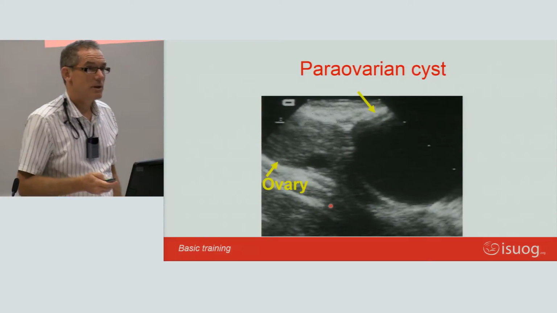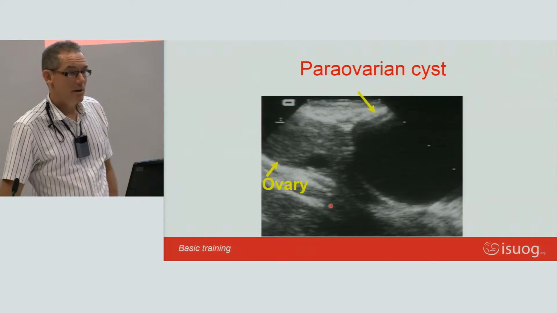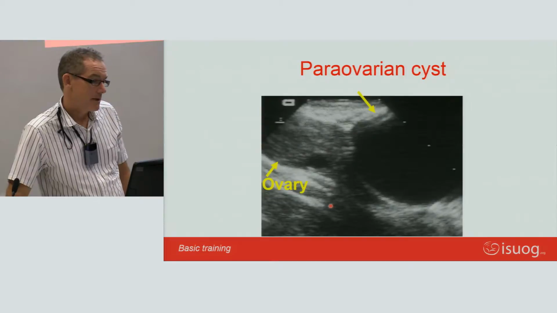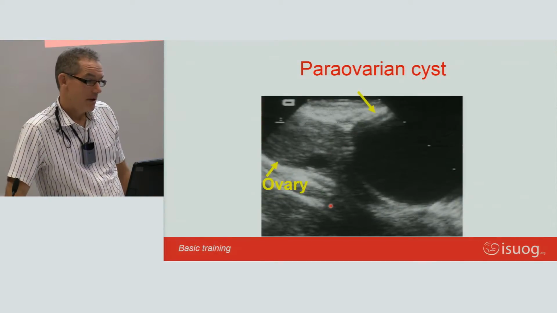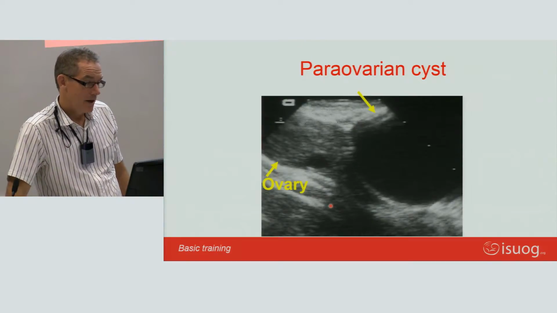So is it possible to differentiate between an ovary and a paraovarian cyst? Well, first of all, what is a paraovarian cyst? A paraovarian cyst develops from cells in the fimbria which have embryological origins. And essentially it looks very much like a unilocular cyst that you would see in an ovary.